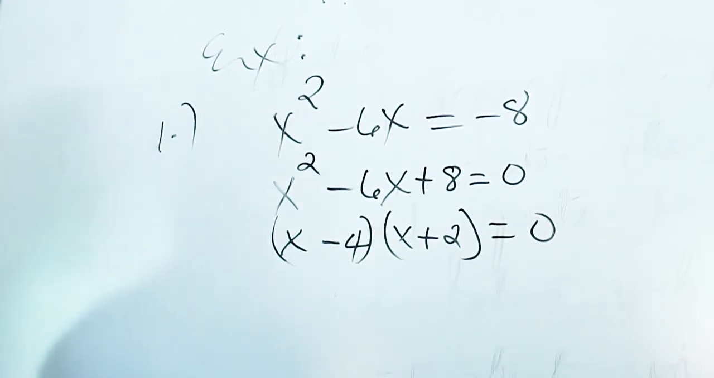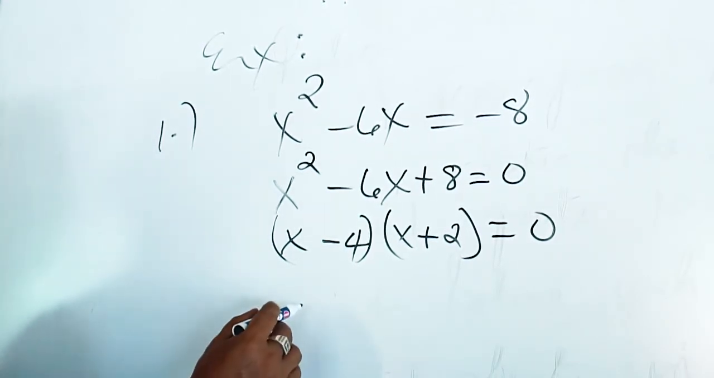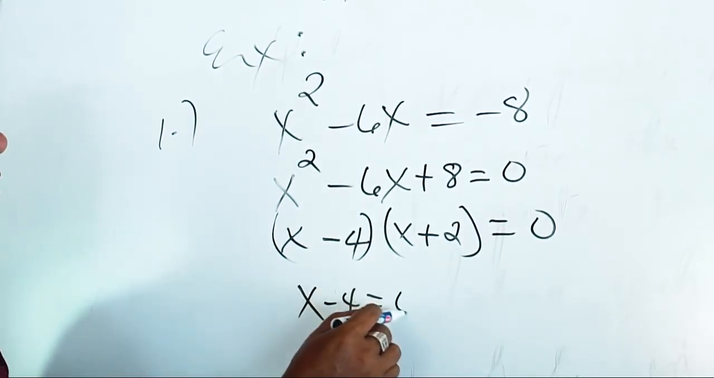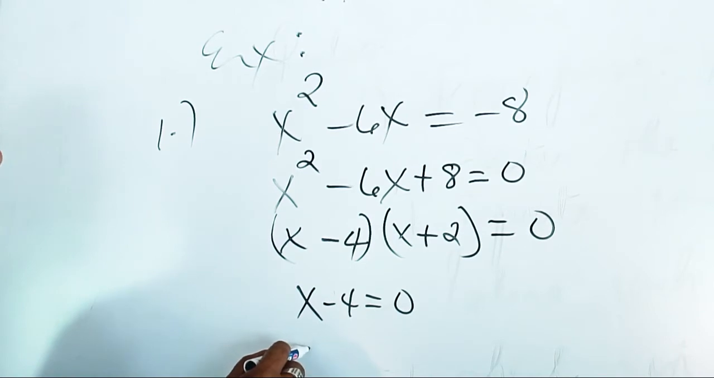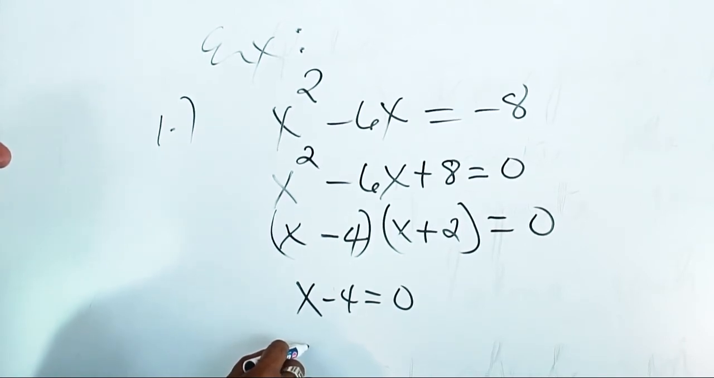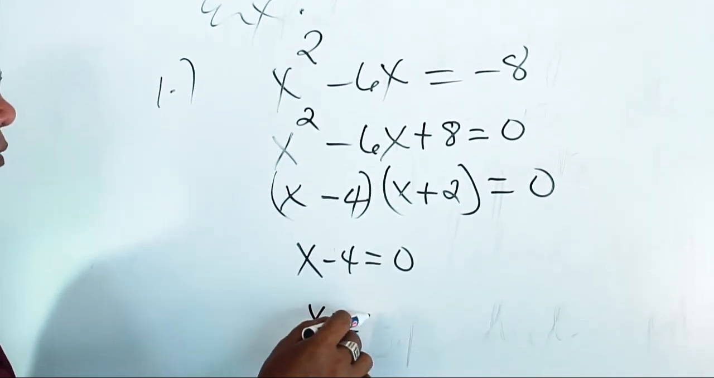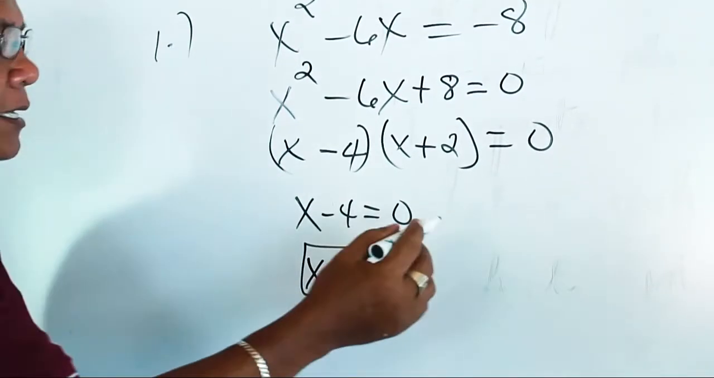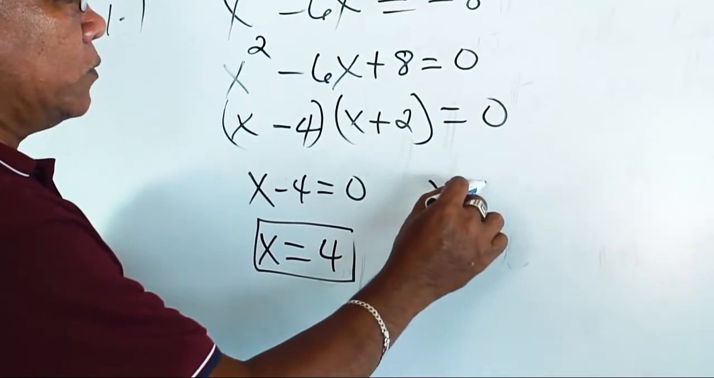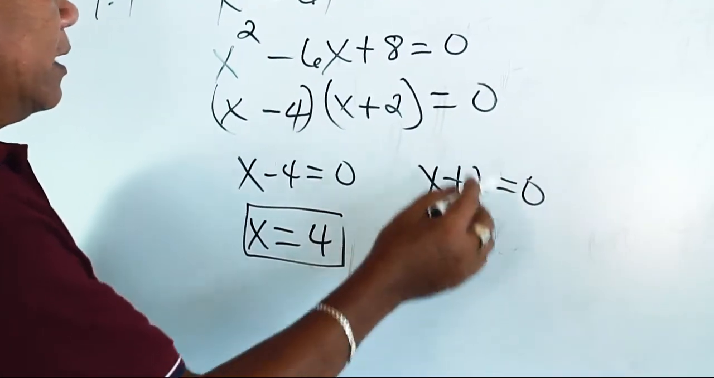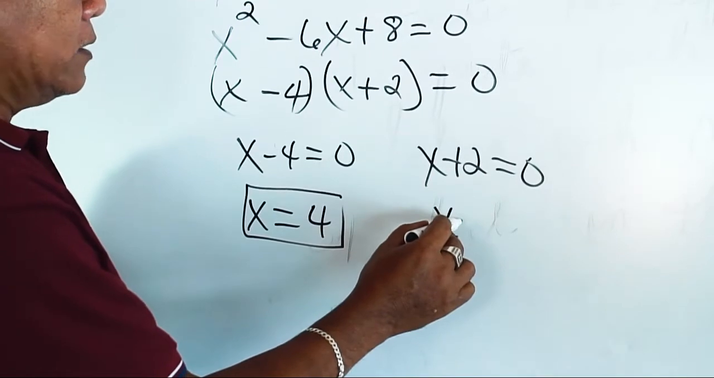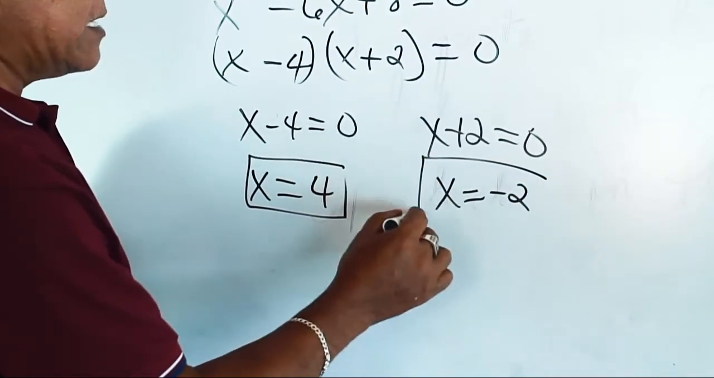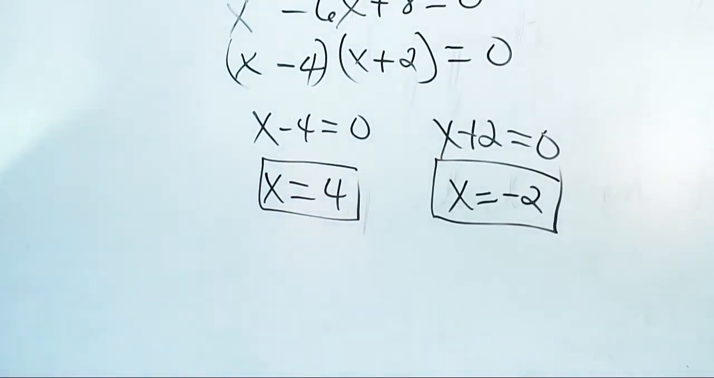After that, we have to equate the resulting factors to 0. We have x minus 4 is equal to 0. Then the first root or the first element is x is equal to positive 4. Next is x minus 2 is equal to 0, then we have x is equal to positive 2. So this is now the second element or the second root.